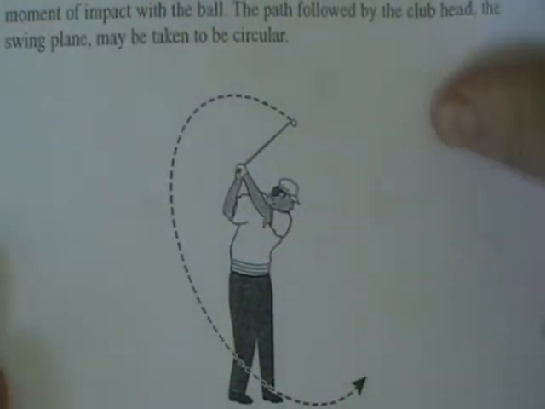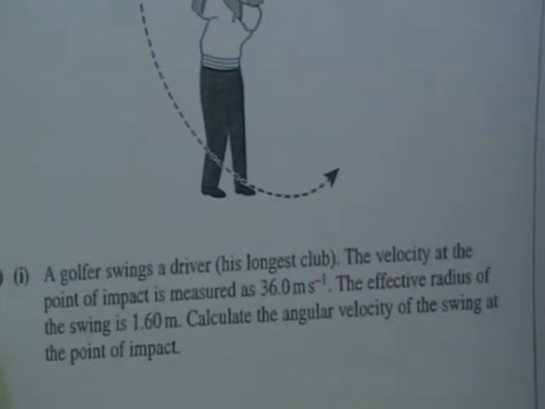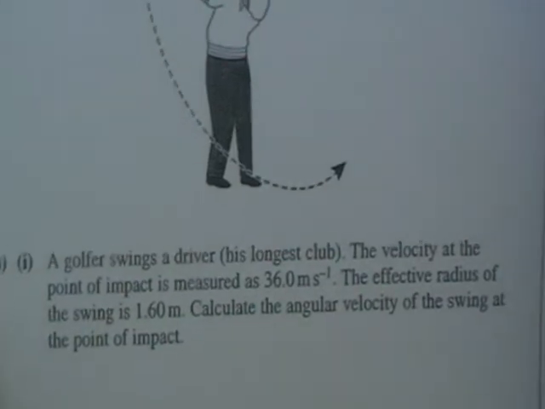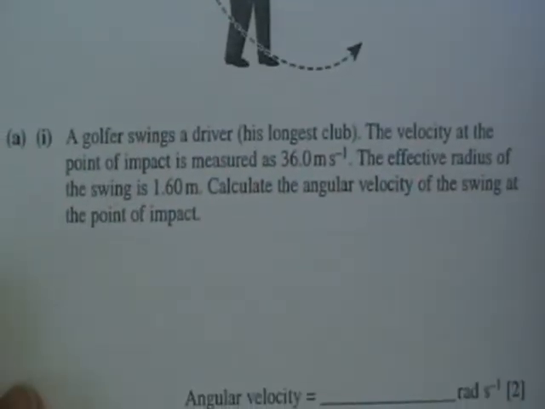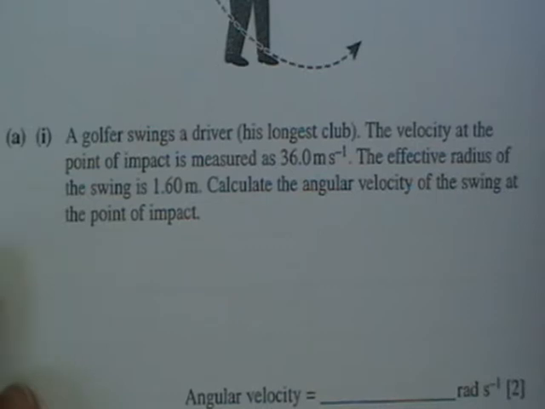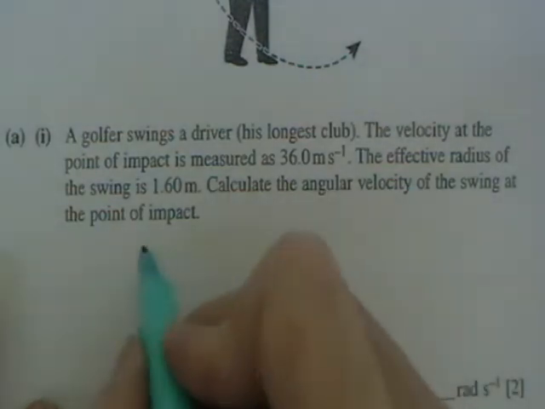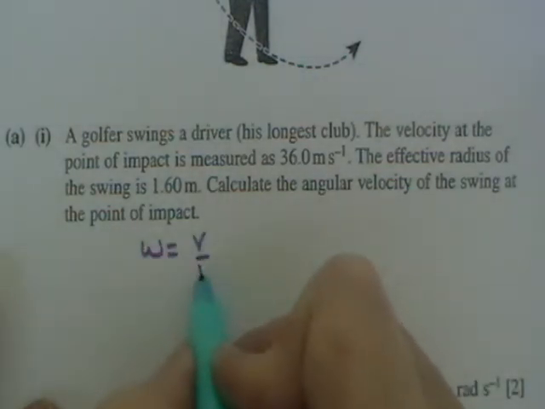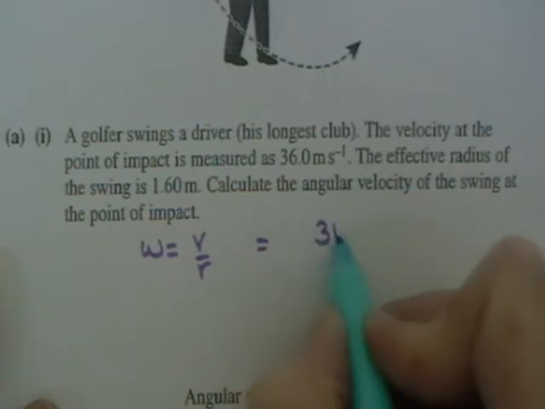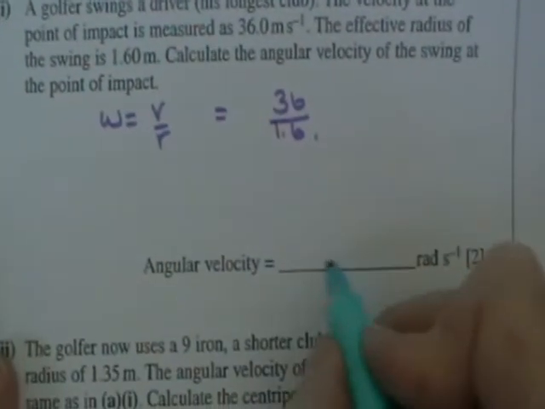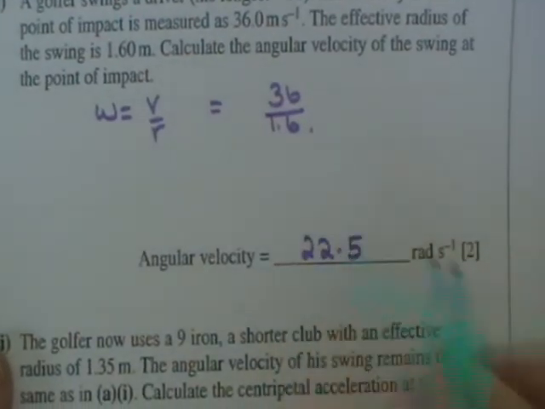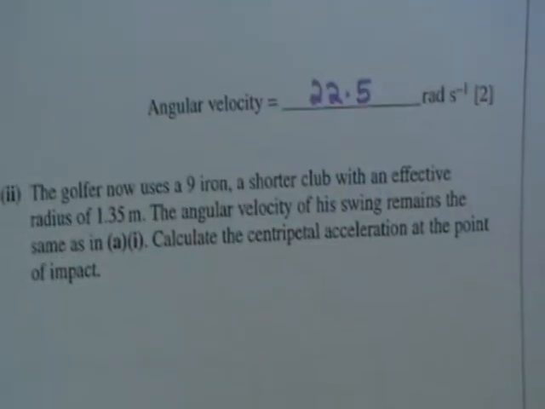A golfer swings a driver, which is his longest club. The velocity at the point of impact is measured as 36 meters per second. The effective radius of the swing is 1.6 meters. Calculate the angular velocity of the swing at the point of impact. So we know that omega is equal to v over r, and v is 36 and r is 1.6. And so that comes out as 22.5 radians per second.